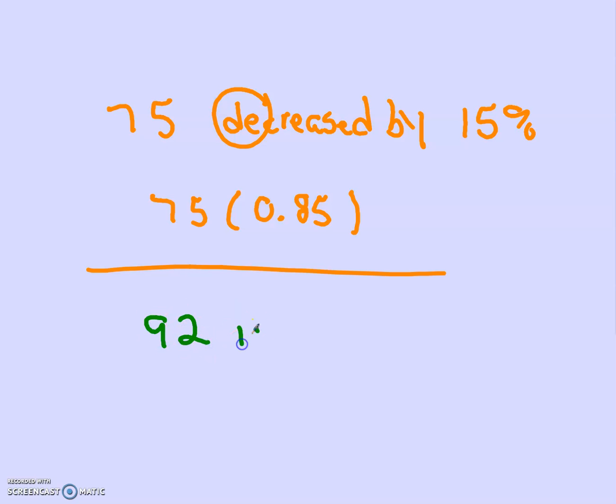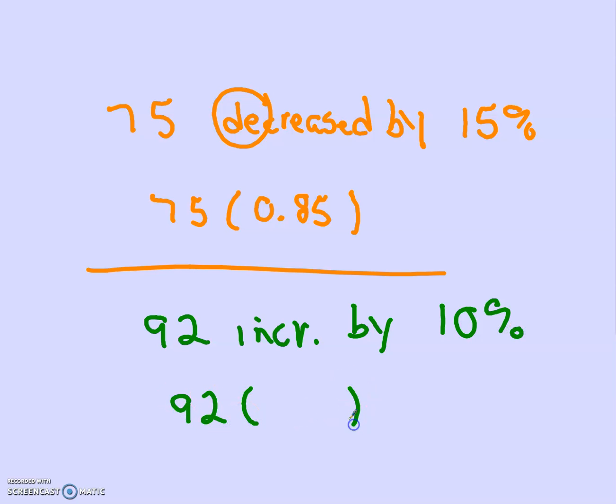So how about this one? 92 increased by 10%. Well, I'm going to take 92. In the parentheses, will I add the 0.10 onto 1 or subtract it from 1? Well, it is an increase, so we're going to add it onto 1. So 1.10. Do the multiplication, and you've got your answer.